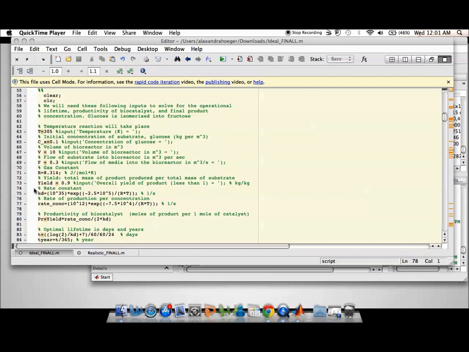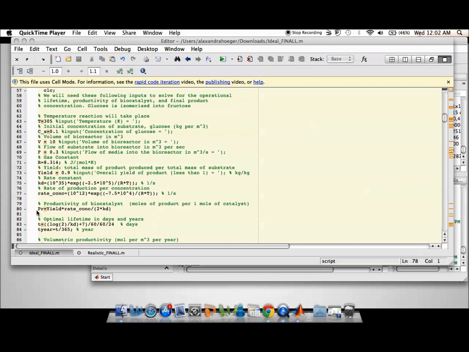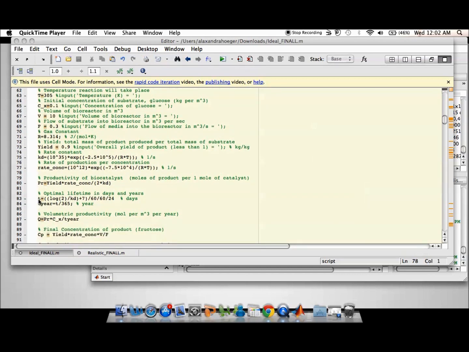And the yield is the total mass of product produced per total mass of substrate. And then we've got the constant. Most of these variables affect the constant, which affect the productivity. We can see that in the productivity equation right here, KD. And so this is what you get for the productivity with these values, and we're going to run through the code later and we'll see actual values for these. And then we can also calculate the optimal lifetime because that's dependent on the constant K.